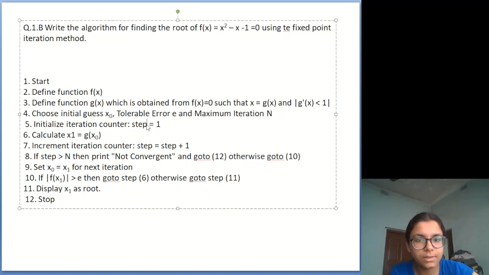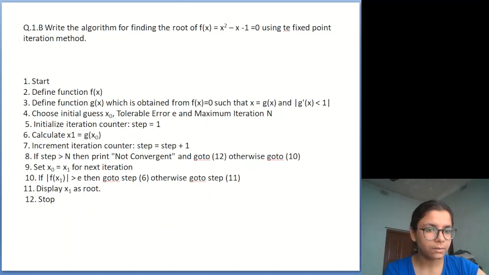So after doing this, we firstly have to start with the g(x). We have found the g(x), then we have to take a median value, that was the initial guess, then e, and an iteration. Now the iteration that we have taken, we have to take it to a counter which was step 1, as it would be the first iteration. After doing that, we would calculate x1 equals g(x0). Now that's the same thing that we did here.